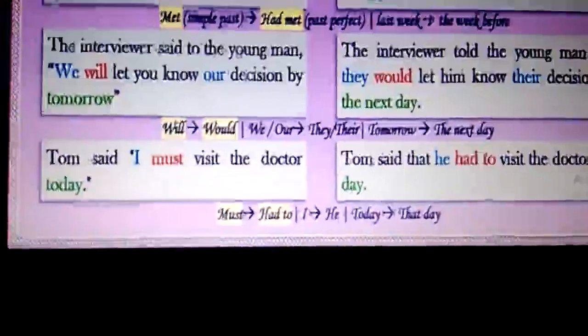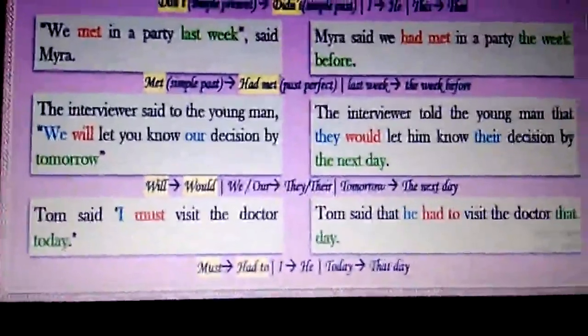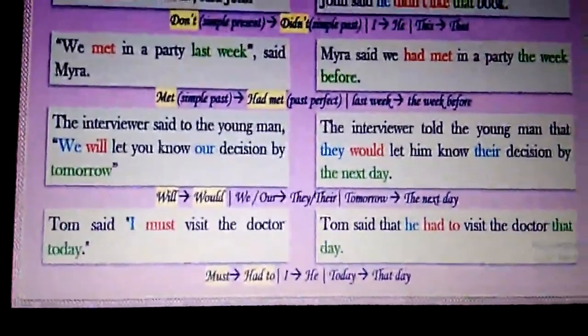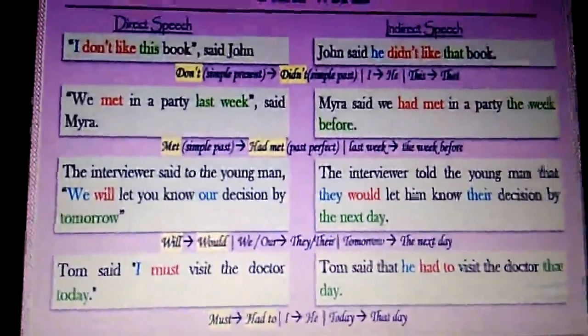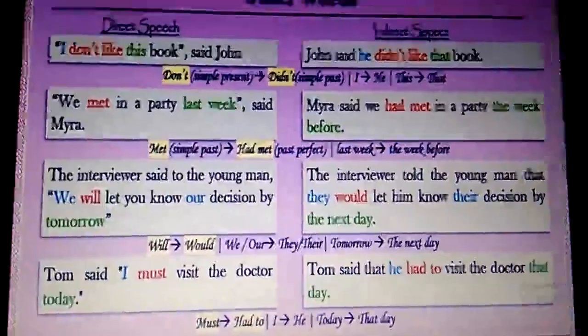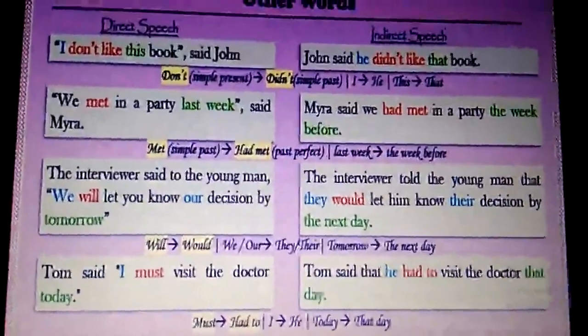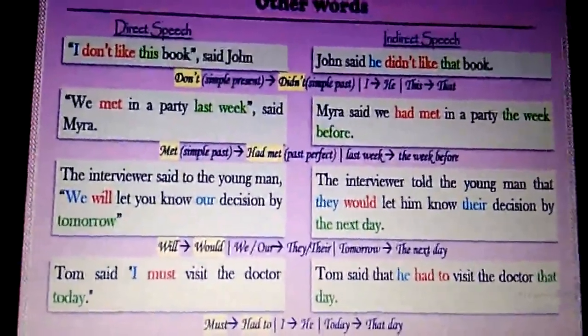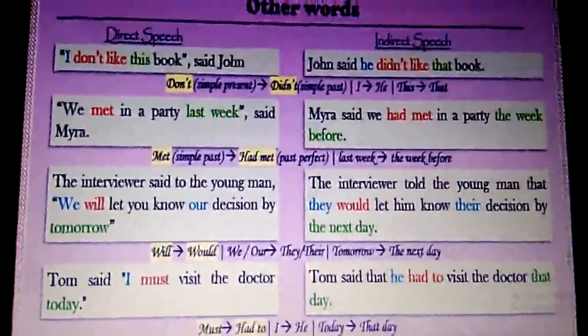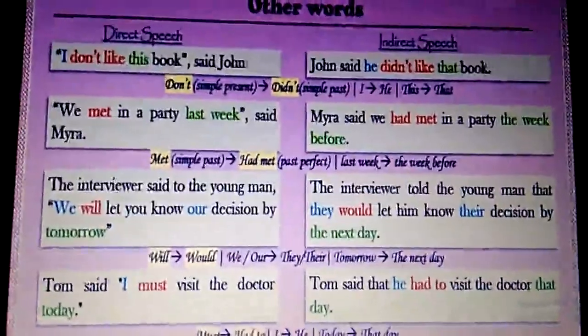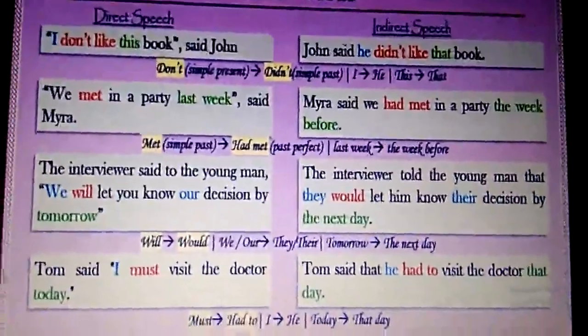So, in a sentence, all these things we have to focus on: the tenses, the pronouns, and other words which are related to time. So accordingly, one after the other, we have to make changes, so that we can convert the sentence from direct speech to indirect speech.